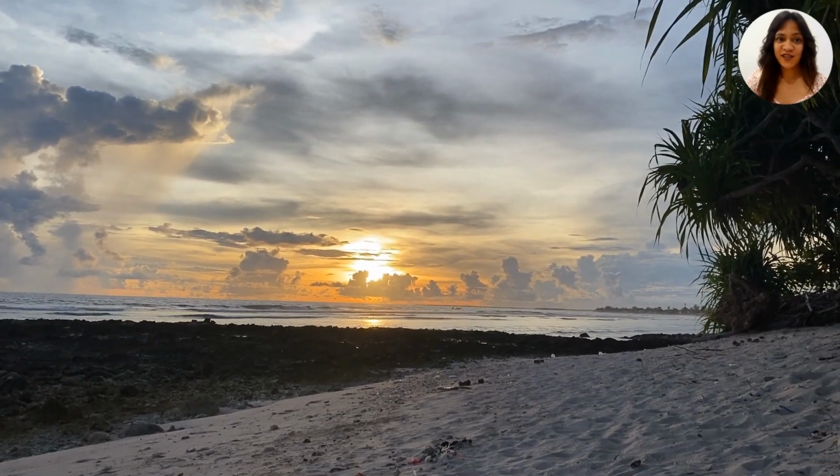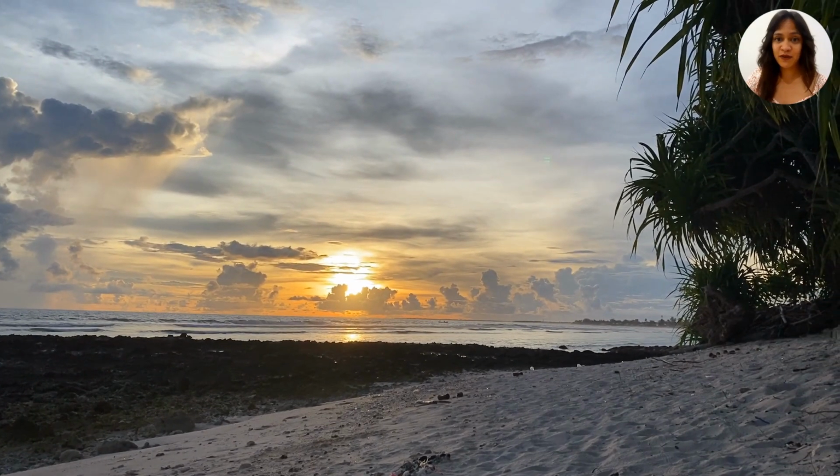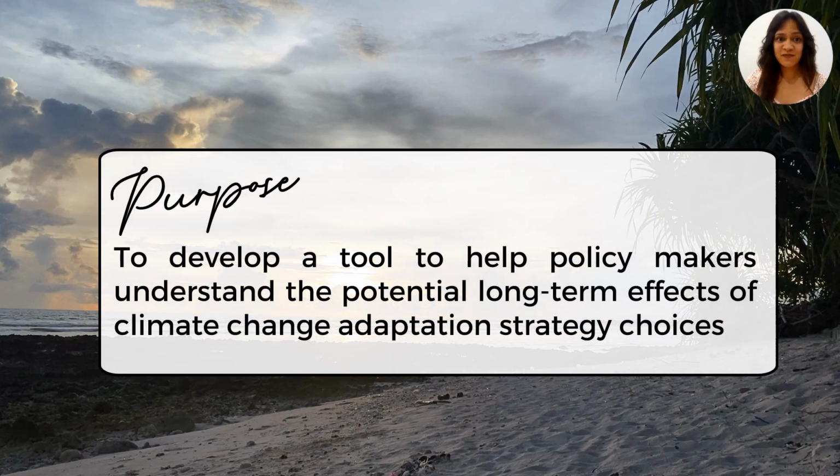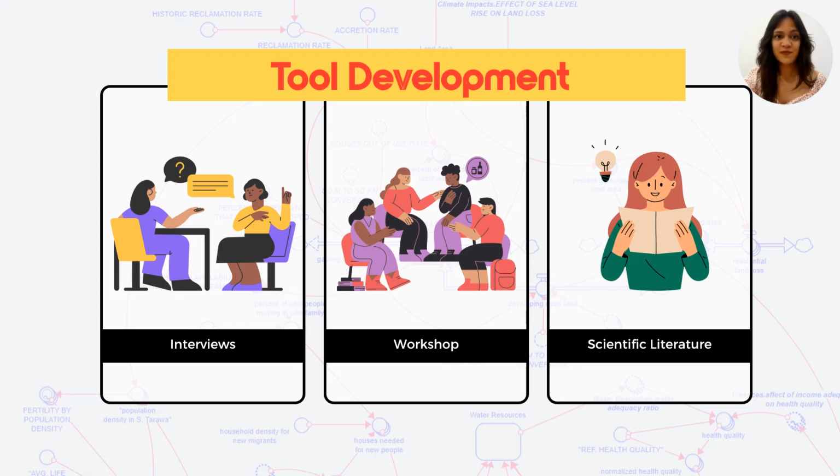In practice, there's often a gap between scientific research and policy. Time constraints, especially those for busy government workers, can limit the ability to engage with climate science when making adaptation plans. The purpose of this work is to develop a tool to support policymakers in engaging with long-term strategic planning for climate change adaptation choices.